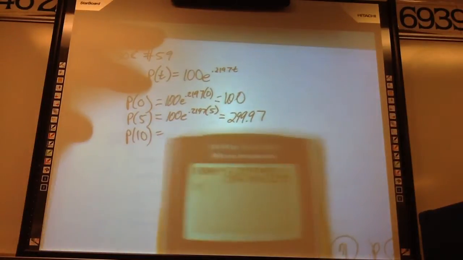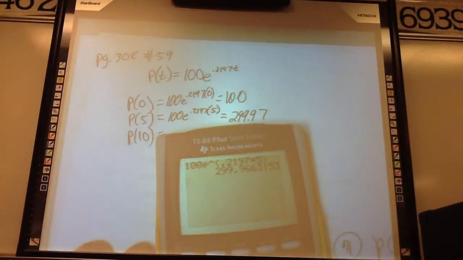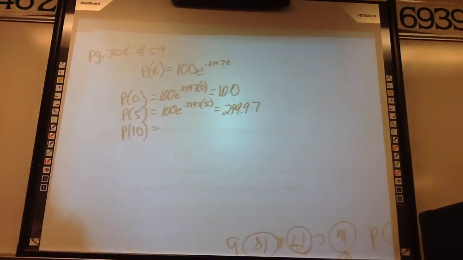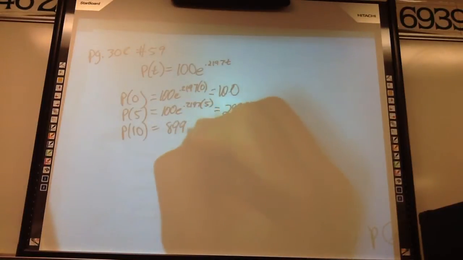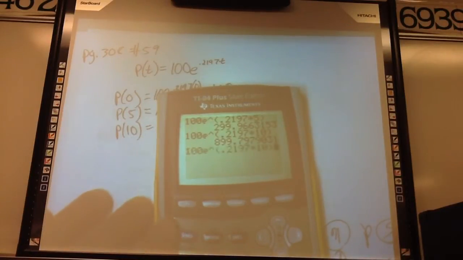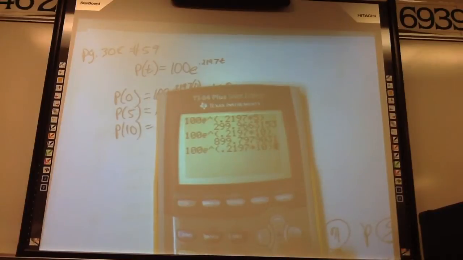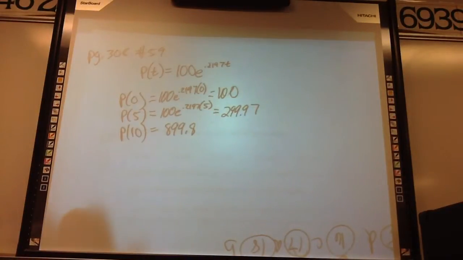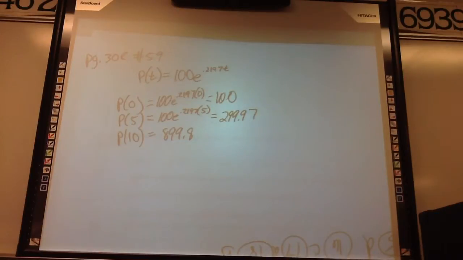And of course, if you're trying to be fast, hit second enter, take you right back to what you just typed, change 5 to 10, and you get 899.8. Wait, how do you do that? To bring up what you just typed in, push second enter. It makes it a lot faster to type in the same thing a bunch of times and just change one number. Teach you how to do your quizzes fast one of these days.